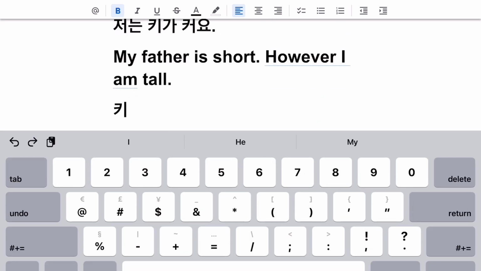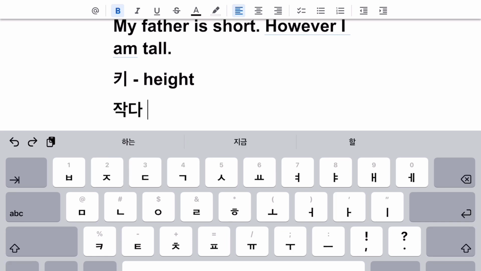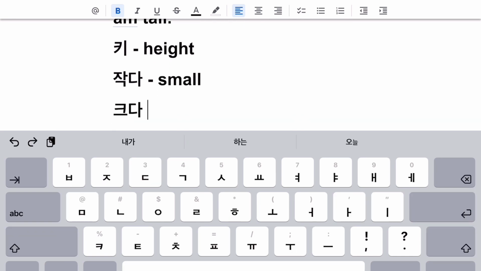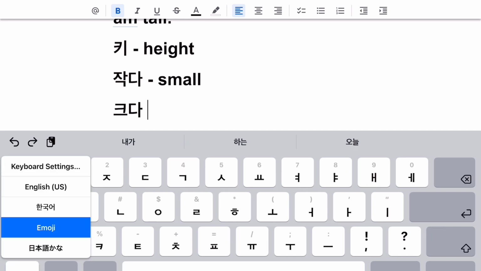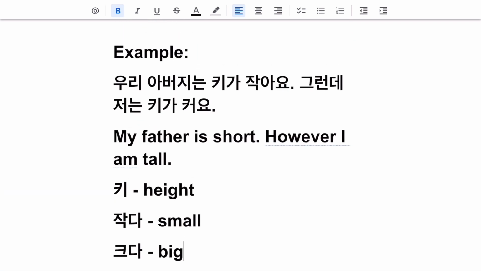키 means height, and then that word 작다 means small. So if you have a small height, you're short. And if you have a big height, 크다, 커요, big. If you have a big height, you're tall. And if you're wondering about how that adjective is conjugated, 크다 becomes 커요, it's because it's irregular. So it just has a weird conjugation rule.